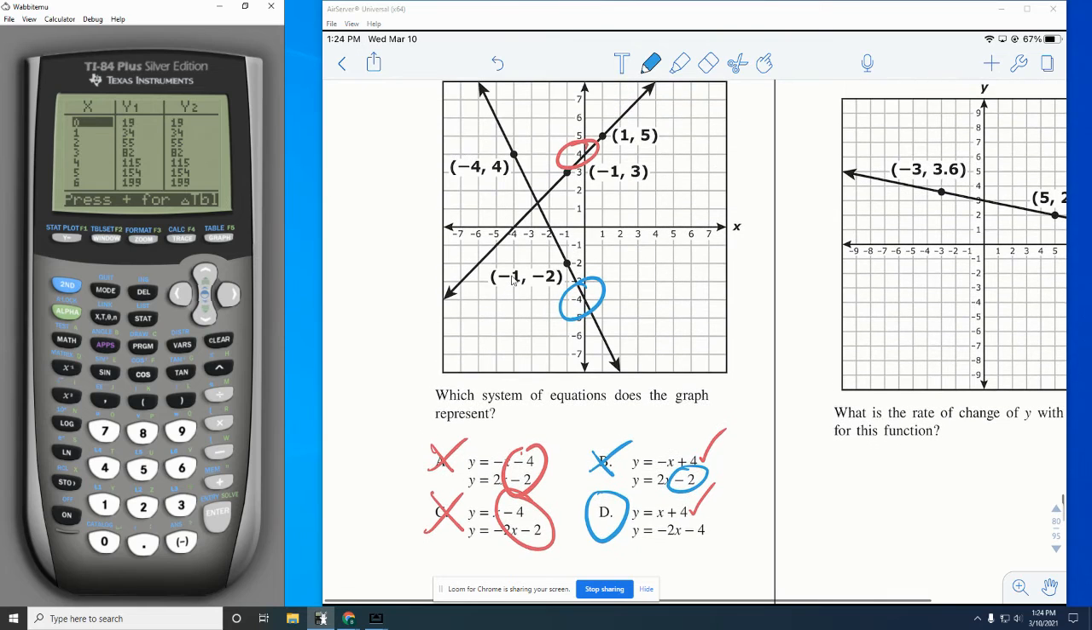Also, you could take 2 of these points. I took these 2 and put them in stat edit. I got the equation x plus 4, and the only time that shows up is answer choice D. So a couple different ways you could solve that. This one is a system, but the question is not really about the system of equations. It's just about the equations that are on there, not necessarily anything about the solution. So keep that in mind.